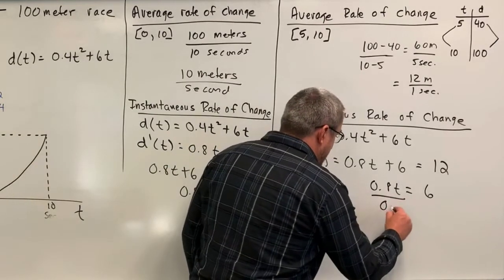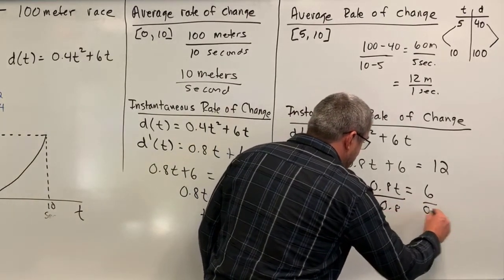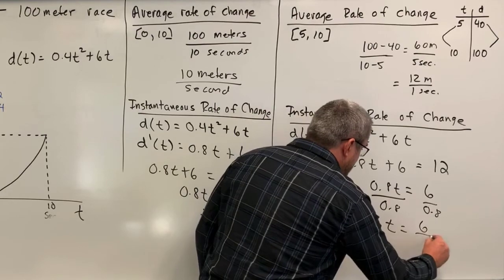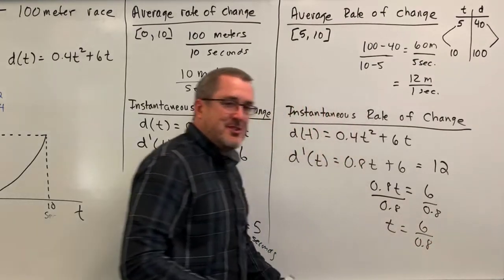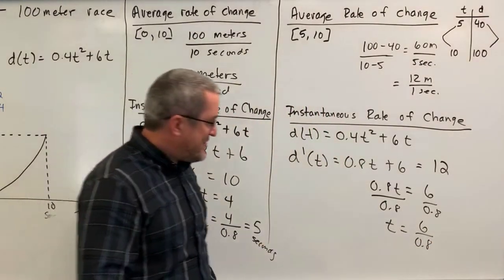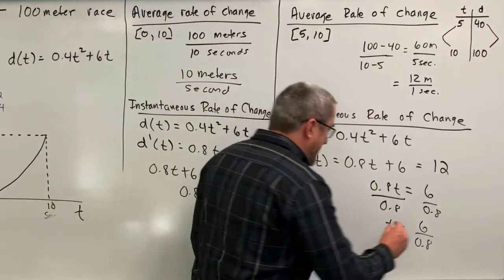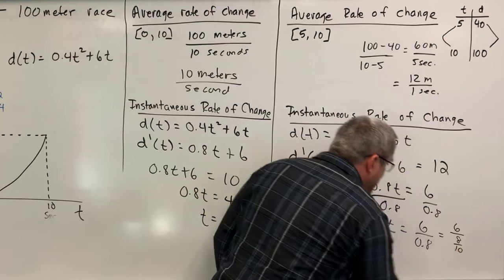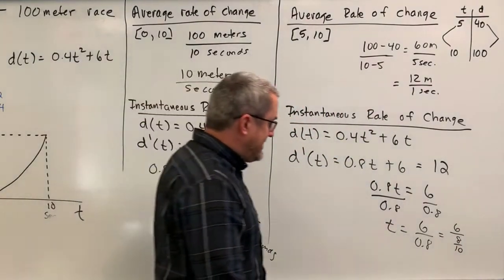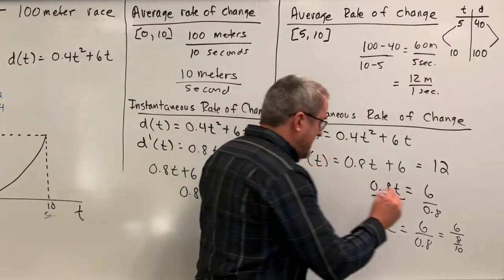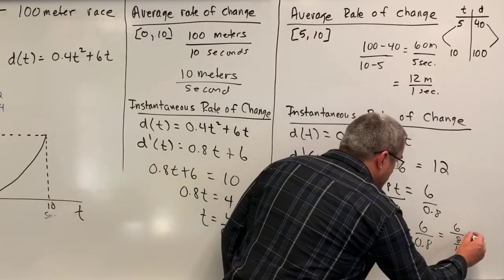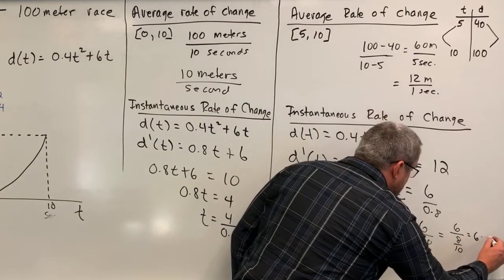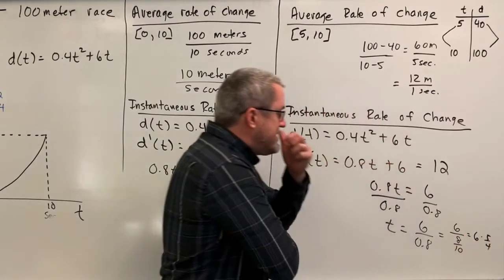Divide both sides by that 0.8, and we'll have 6 divided by 0.8. Now, just for dramatic effect, let's think about this for a minute. 6 divided by 0.8. Now, 0.8 is the same as 8 tenths. It's the same as 4/5. So it's really 6 divided by 4/5, or 6 times 5/4.